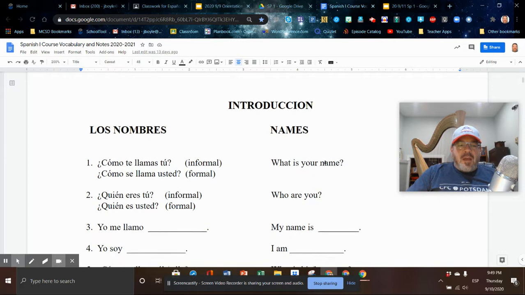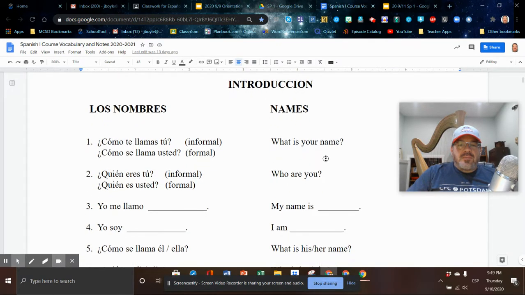Repeat after me. ¿Cómo te llamas tú? ¿Cómo se llama usted? ¿Quién eres tú? ¿Quién es usted?